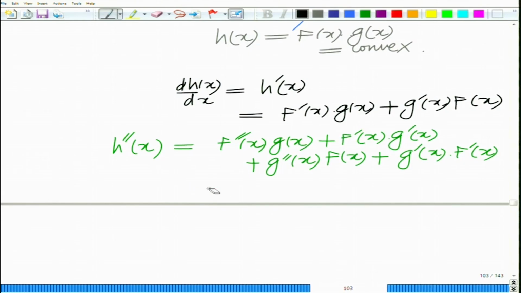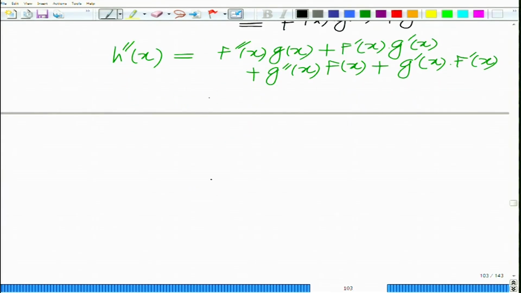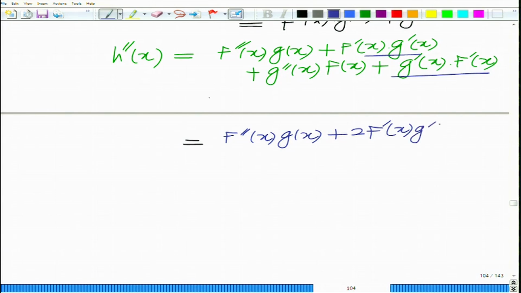You can write this as, well, f double prime of x g of x plus twice, you can combine these two terms. So, that gives you twice f prime of x g prime of x plus g double prime of x f of x. Now, let us dissect this term by term.